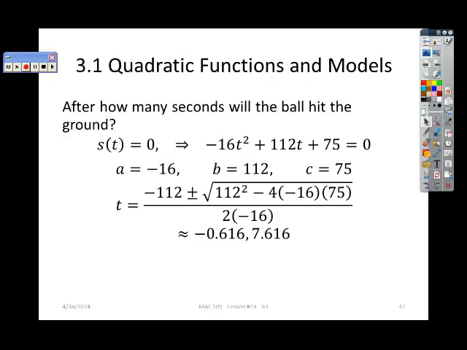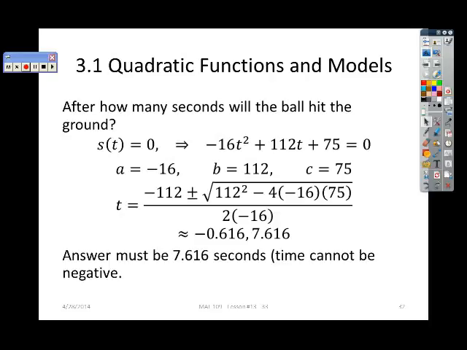Why not the negative 0.616? That's a negative time. You have to throw it out. Mathematically valid, problem invalid. And that's going to be true in many of these things. When you're working with higher degree functions, you might have to throw out some answers because they don't work in your particular problem. They violate the physical characteristics of the problem.